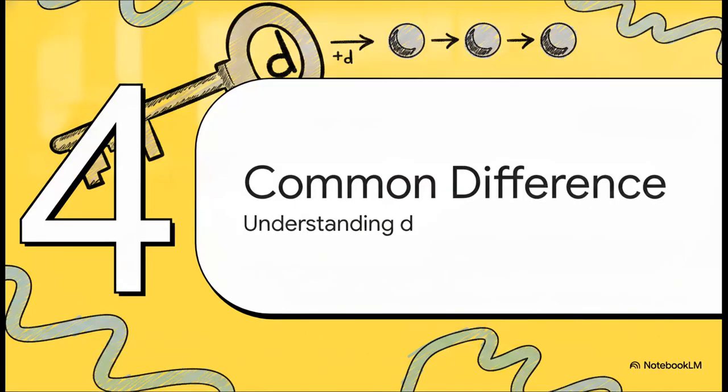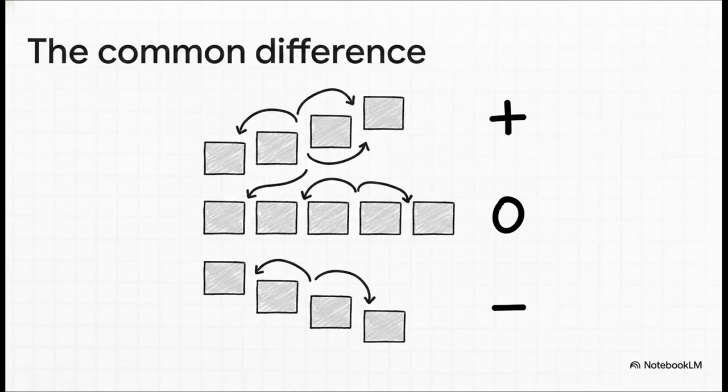Section 4, finding the common difference. This is where we truly understand the secret key, D. Here are the essential facts you must absolutely remember. This constant difference we just talked about is denoted by the lowercase letter d. The formula to find it is actually quite simple. D equals the next term minus the current term, or Tn plus 1 minus Tn. Now please pay special attention to this third point, because this is a common trap.